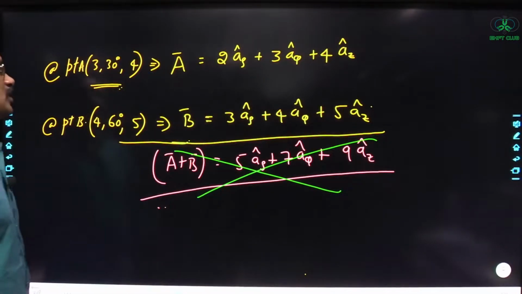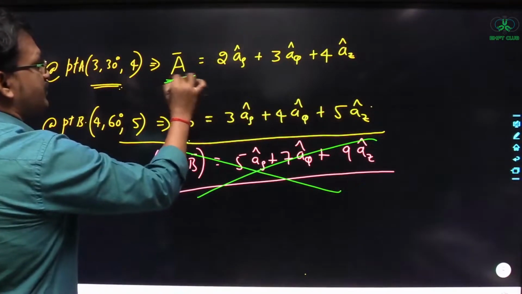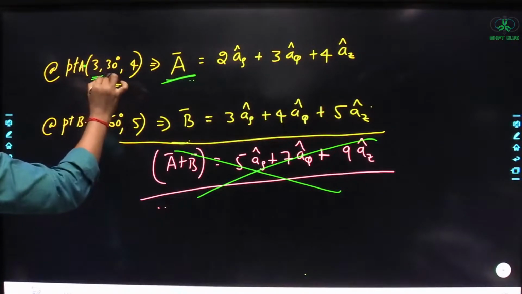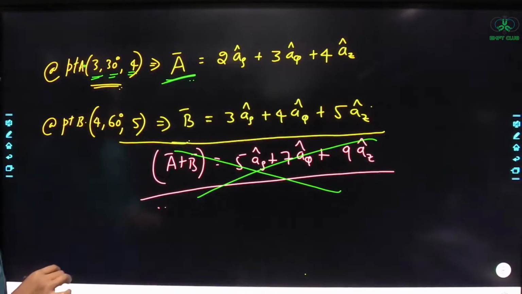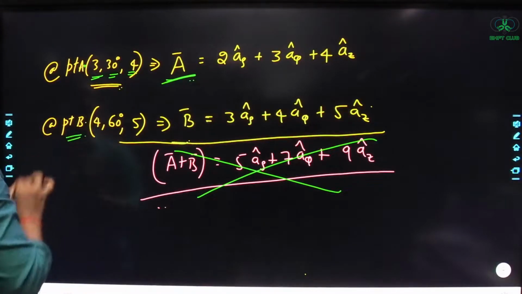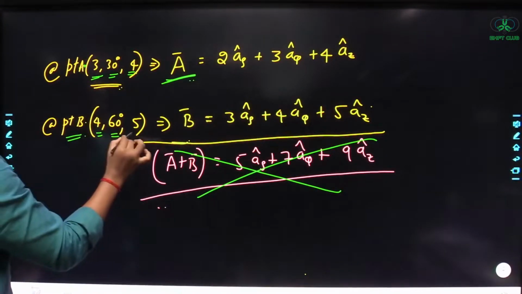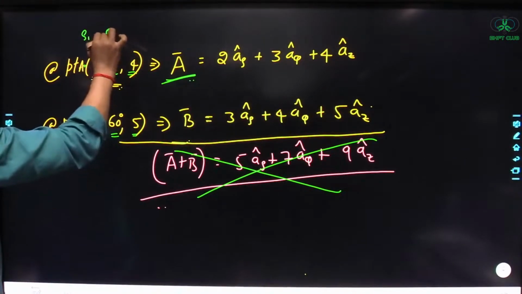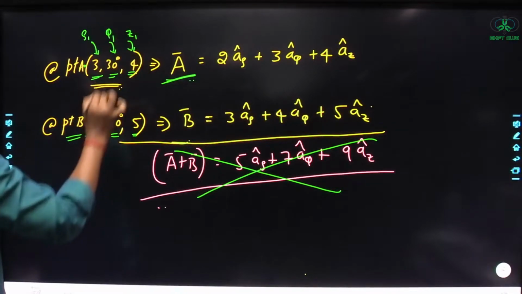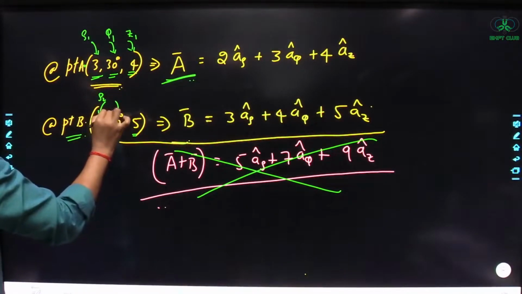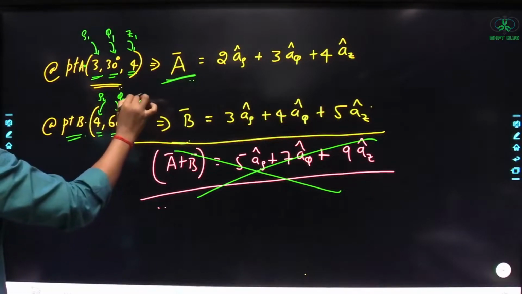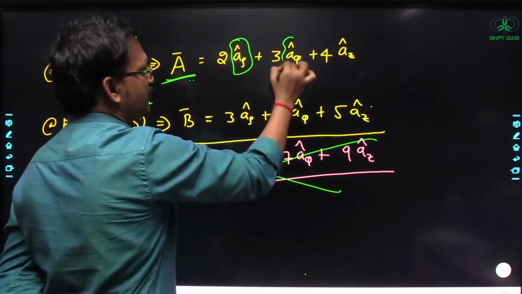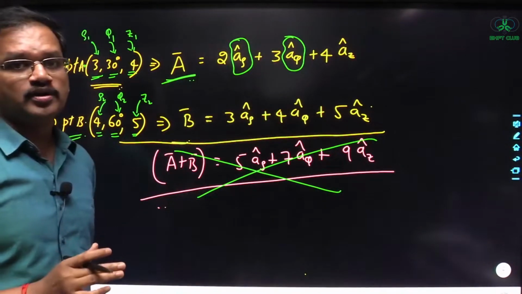Why? Because this vector A bar is defined at the point (3, 30 degrees, 4), and this point B is defined at the point (4, 60 degrees, 5). Let us say this is rho 1, phi 1 and z1, and this is rho 2, phi 2 and z2. We know that the directions of a_ρ cap and a_φ cap depend upon phi.